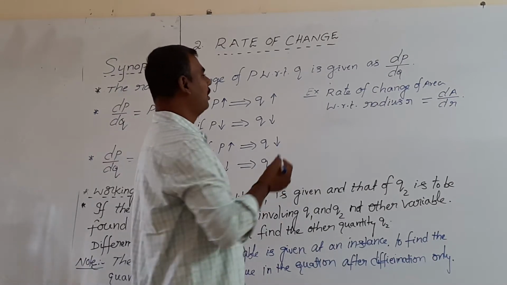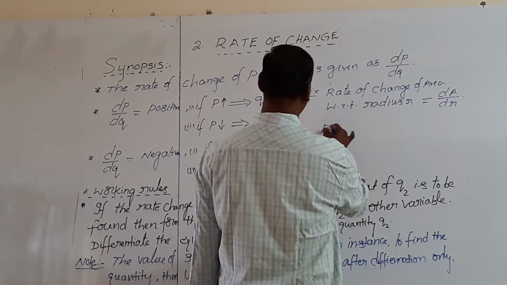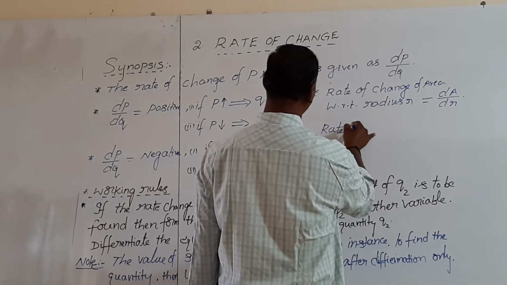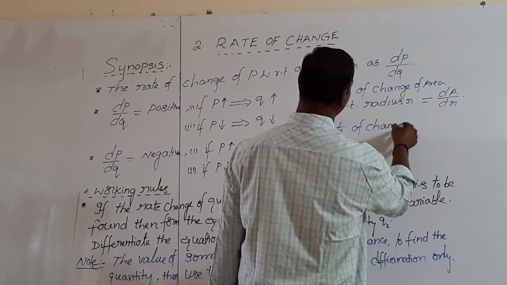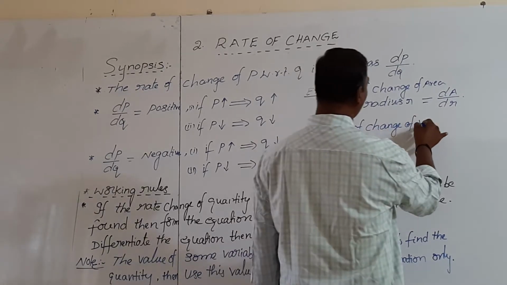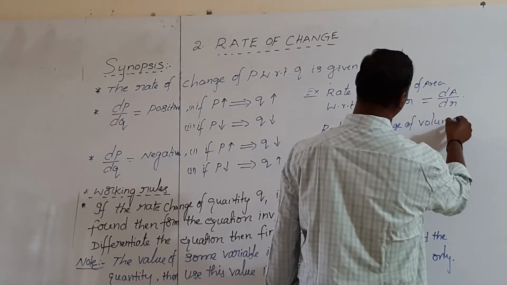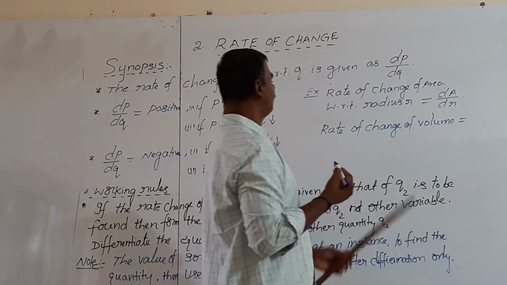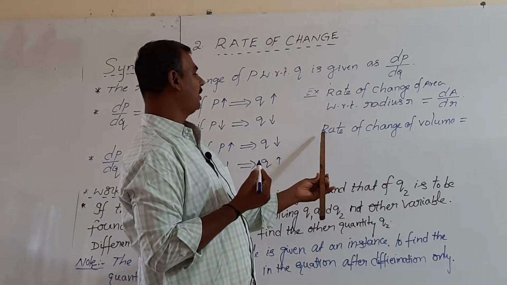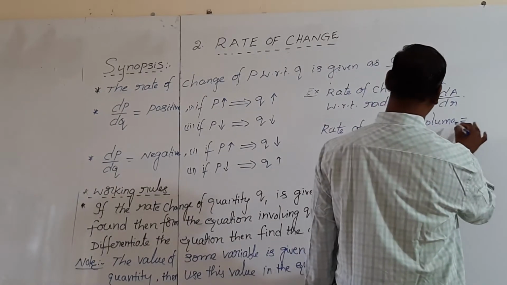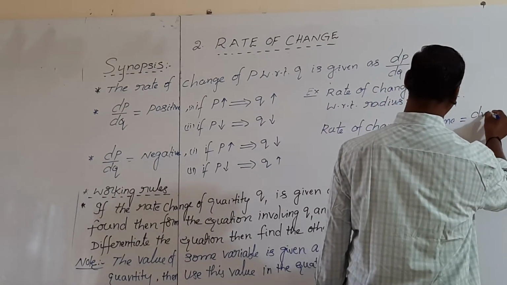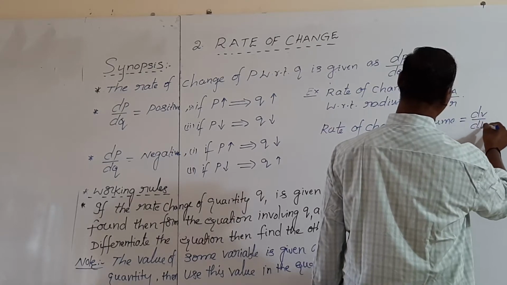For example, rate of change of volume. So how to write this value? With respect to what here? Here with respect to time. So the subject is volume, so dV by dt.